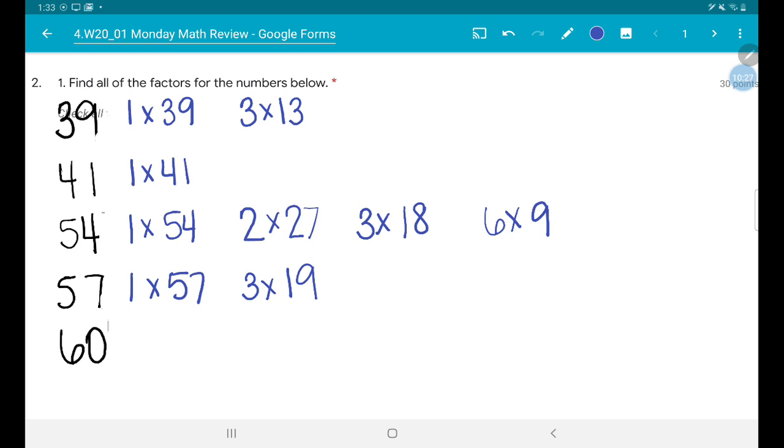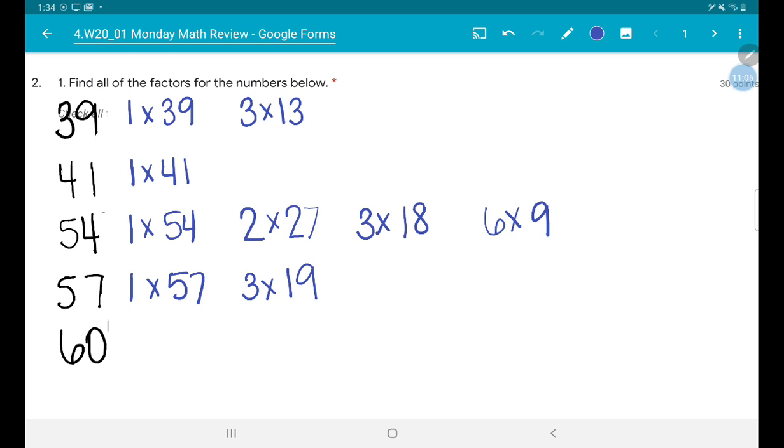Is 4 a factor? No. 4 times 10 gets me to 40, then 44, 48, 52, and then I'd have 56. So that's not going to work. Is 5 going to be a factor? No. Doesn't end in 5 or 0. 6. No. 6 times 10 is 60. 6 times 9 is 54. So that wouldn't work. 7. No. 8. No.